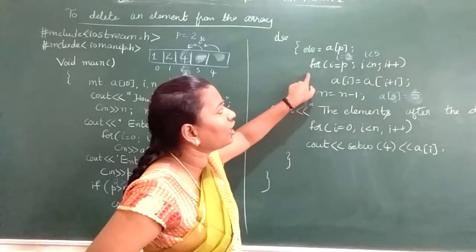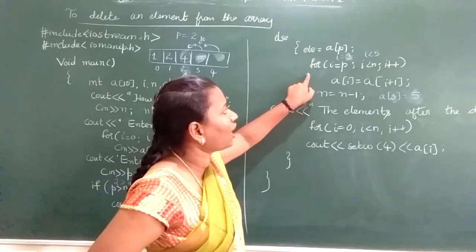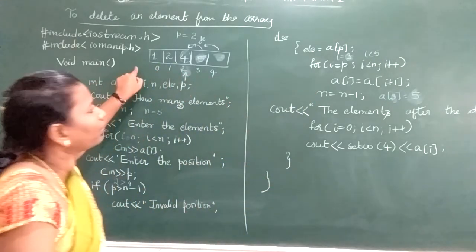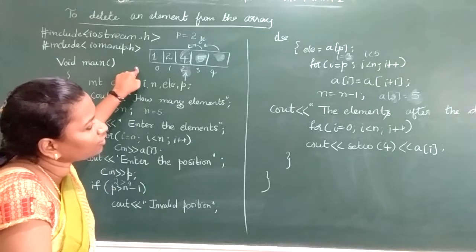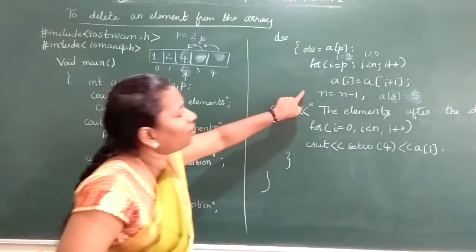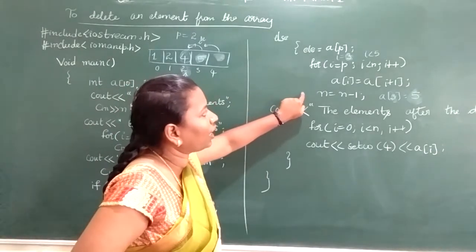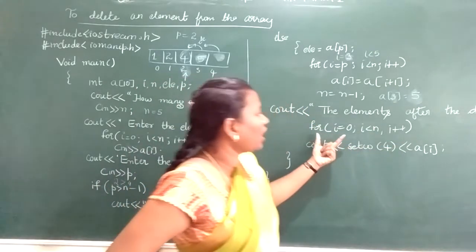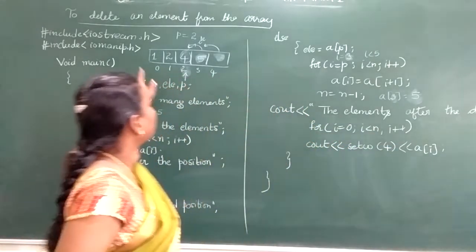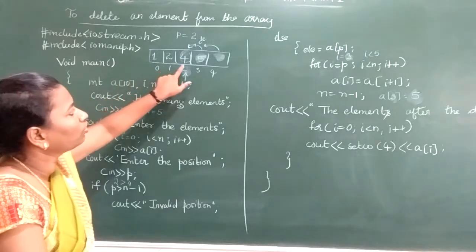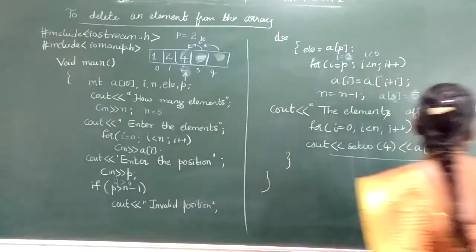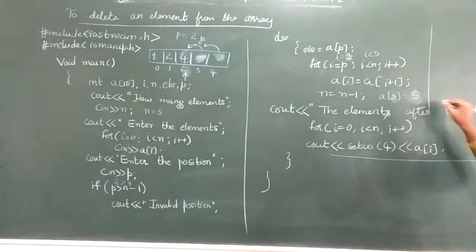Now again I value gets incremented. What is the I value? 4. Okay, but we don't have any more elements. So the condition fails. So now n will become n minus 1. The elements after deletion are, so what are the elements after deletion? 1, 2, 4, 5.